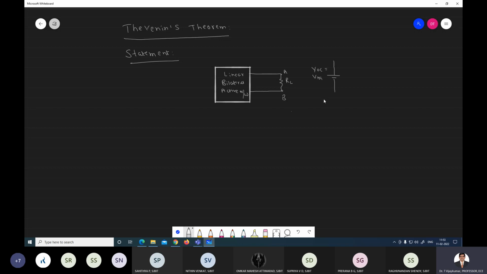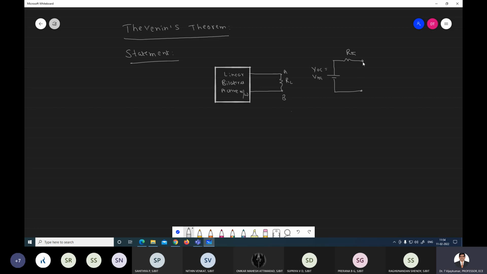How do we find the Thevenin voltage? You have to remove the load terminals and find the open circuit voltage. That open circuit voltage gives the Thevenin voltage, in series with the resistance called RTH. How do we find RTH, the Thevenin resistance? Open the load terminals, that is RL. If there are voltage sources, short them. If there is a current source in the network, open it. Looking from the terminals A and B, what is the total or equivalent resistance? That gives your Thevenin resistance.